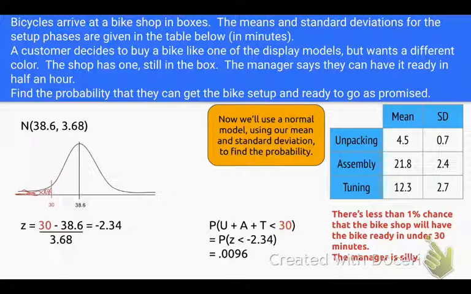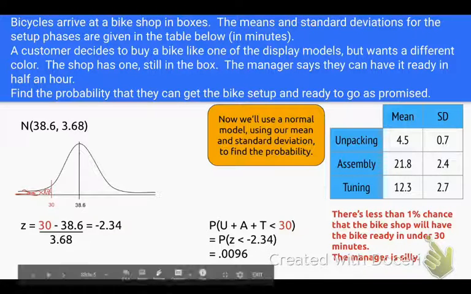Okay, shade in the area we're looking for. We want to be able to get it in within 30 minutes. So they probably wouldn't mind if it came in shorter than 30 minutes, right? So I'm finding the area underneath the curve to the left of my 30 mark. Always, always, always, always standardize. So find your z-score. 30 minus 38.6 all over 3.68 gets me a z-score of negative 2.34, right?